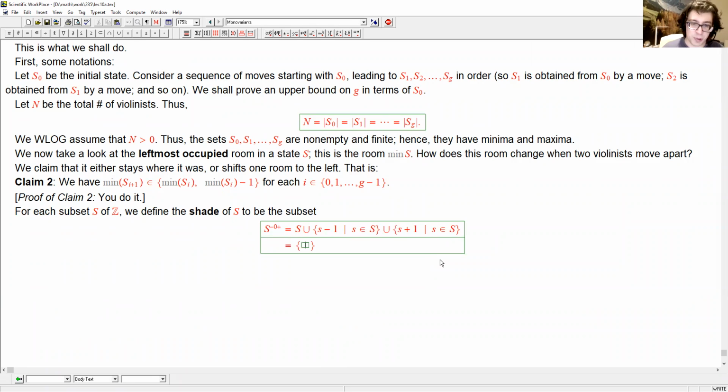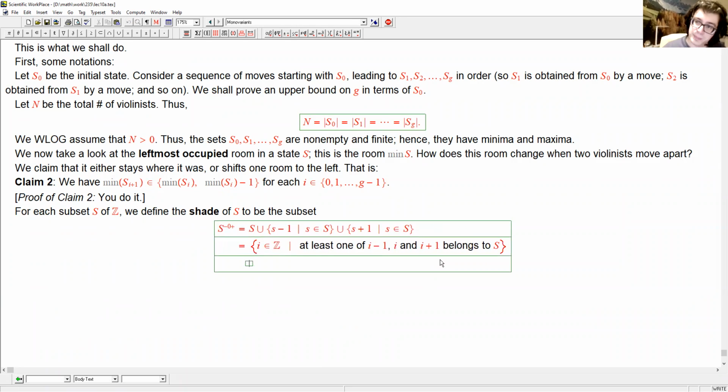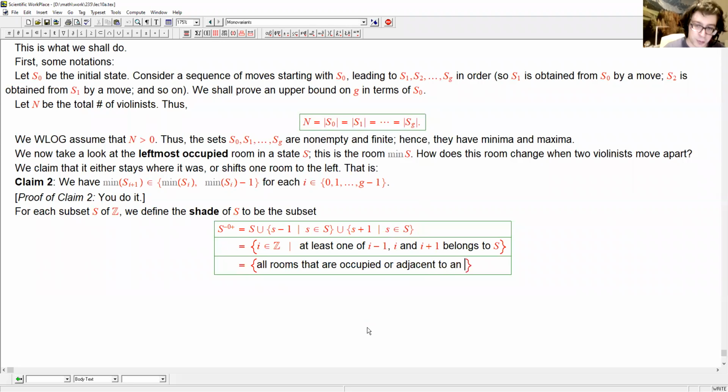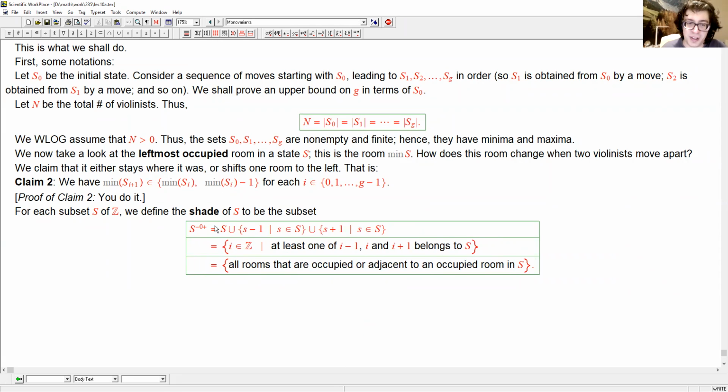Let me give one more description. This is the set of all integers i such that at least one of i minus 1, i, and i plus 1 belongs to S. Another way to say this is all rooms that are occupied or adjacent to an occupied room in S. So if I'm trying to mark the rooms in S with a very thick brush, and every time I mark a room, it bleeds over into the two adjacent rooms, then I get this shade set.